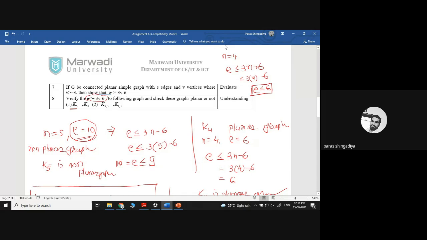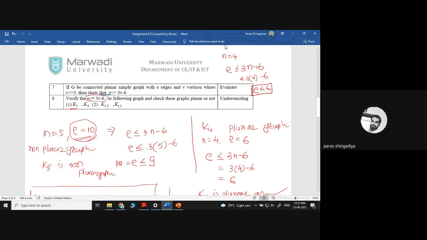So how many vertices are in K5? 5 vertices, and how many edges do we know? There are 10 edges. And we know that this graph is a non-planar graph. We apply the embedding procedure to that graph and we get the result: it is a non-planar graph. But let's verify by using this formula.